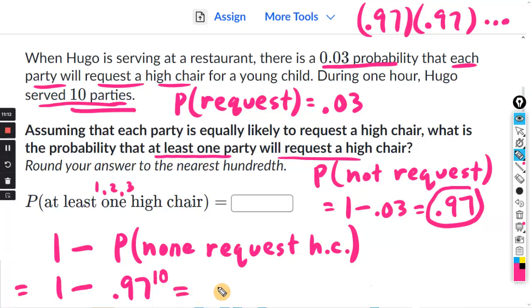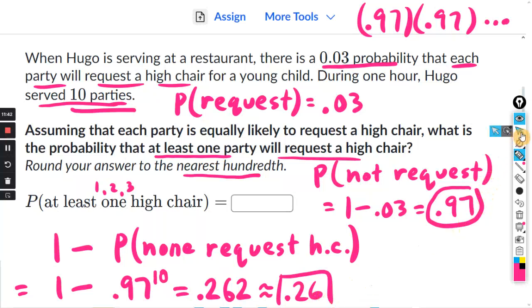All right. On the calculator, if I do 1 minus 0.97 to the 10th, I get 0.262. And it keeps going. Okay, to the nearest hundredth is 2 decimals. So if the third one is less than 5, you just round it down and keep it as 0.26. All right, so that right there is your final answer. So in the box, 0.26.